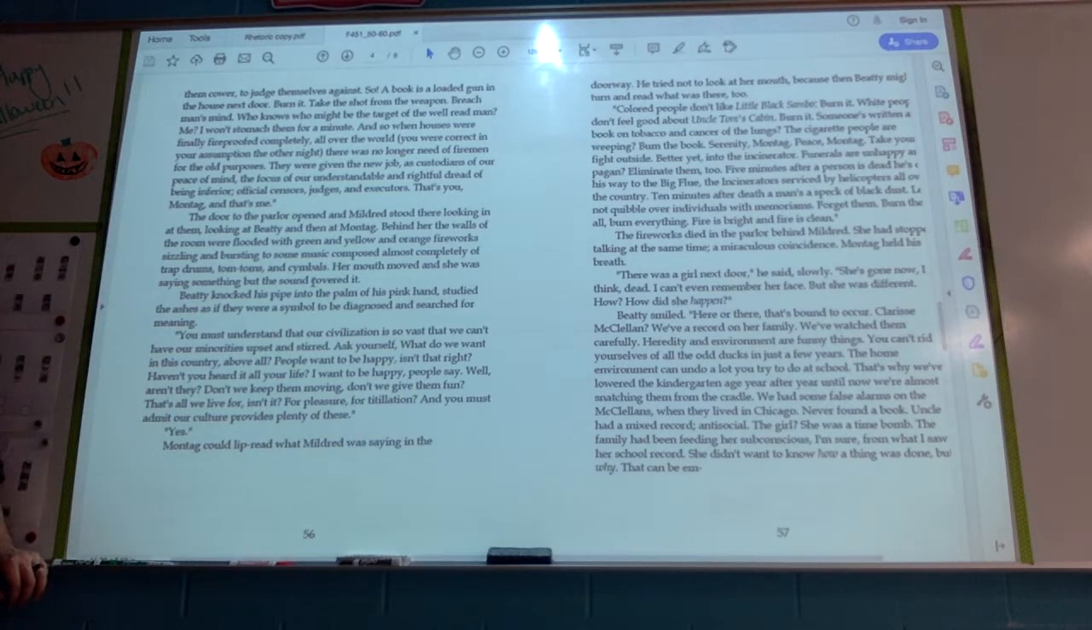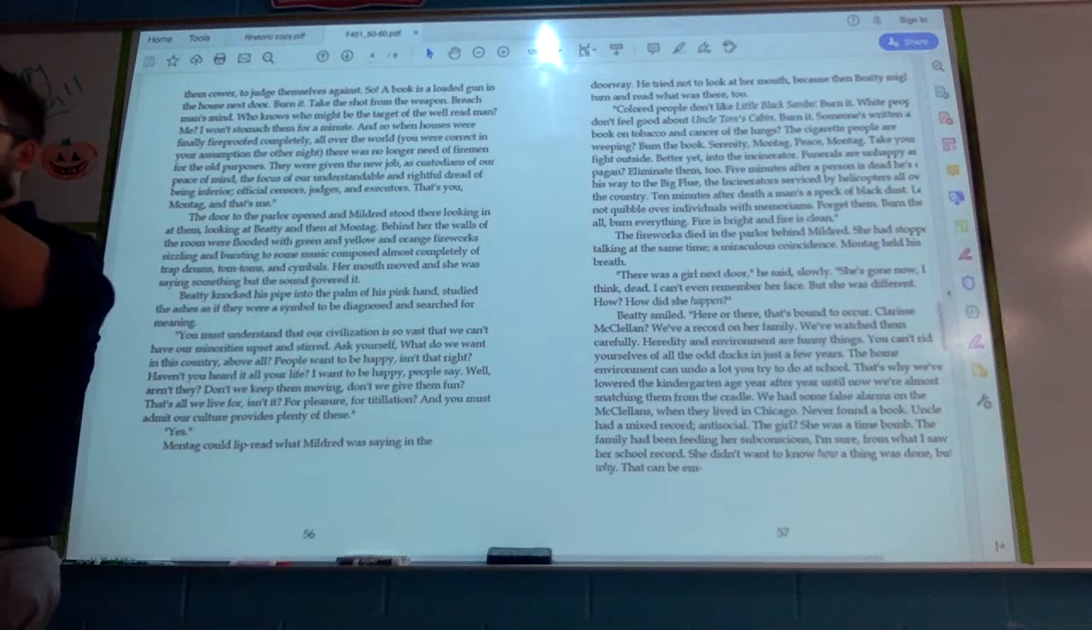You must understand that our civilization is so vast that we can't have our minorities upset and stirred. Ask yourself, what do we want in this country above all? People who want to be happy, isn't that right? Haven't you heard it all your life? I want to be happy, people say. Well, aren't they? Don't we keep them moving? Don't we give them fun? That's all we live for, isn't it? Pleasure and titillation. And we must admit our culture provides plenty of these.